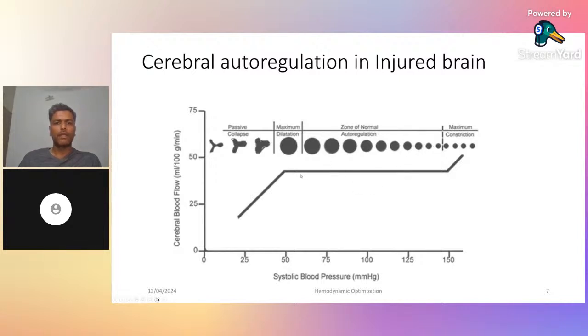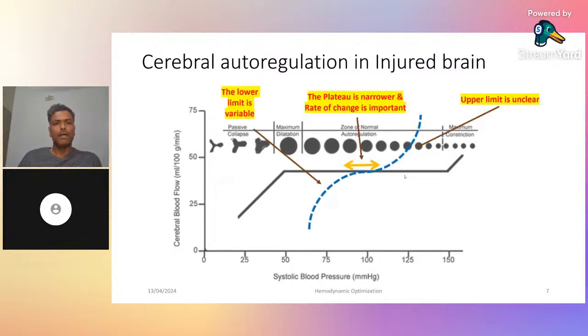But beyond this range, less than 50 millimeters of mercury, the brain doesn't compensate enough. When the blood pressure falls below that, you would see hypoperfusion happening. When the blood pressure goes beyond a certain point, there is no further autoregulation which can maintain the same flow, and blood flow will increase. This is a simple concept which is normally what we are taught. But is that all? There have been changes in our understanding of what cerebral autoregulation is.